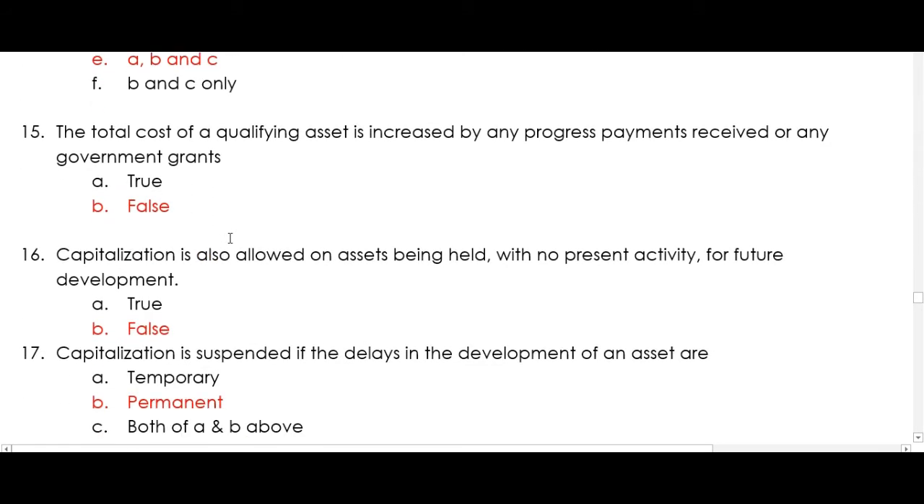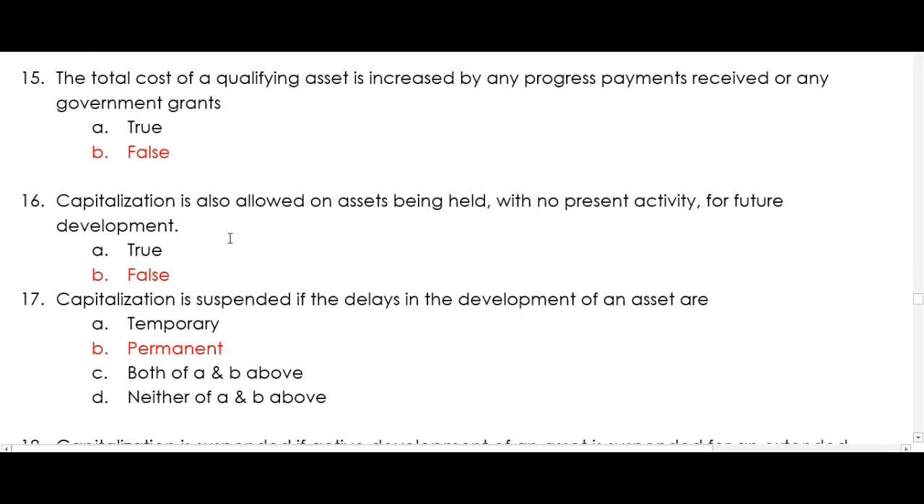15, the total cost of a qualifying asset is increased by any progress payments received or any government grants. Okay, the answer is false. Similar to our discussion in government grants, kapag nakatanggap ka ng payment on behalf, or in relation to lessening your cost doon sa qualifying asset, yan ay hindi dinadagdag, yan ay binabawas. Okay, false tayo dyan sa number 15.